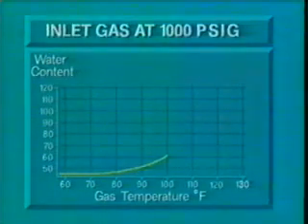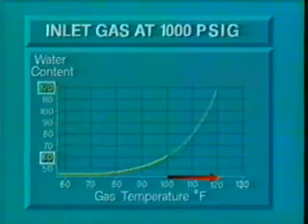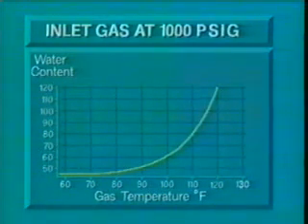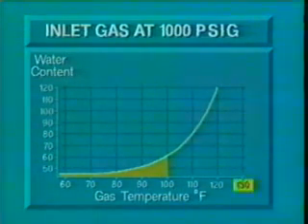For example, at 1000 psig inlet pressure, changing the gas temperature from 100 degrees Fahrenheit to 120 degrees Fahrenheit will double the amount of water vapor that will be carried by the saturated gas. The inlet gas temperature range for successful glycol dehydration is between 60 degrees Fahrenheit up to 100 degrees Fahrenheit. Inlet gas temperatures above 130 degrees Fahrenheit make normal glycol dehydration almost impossible.